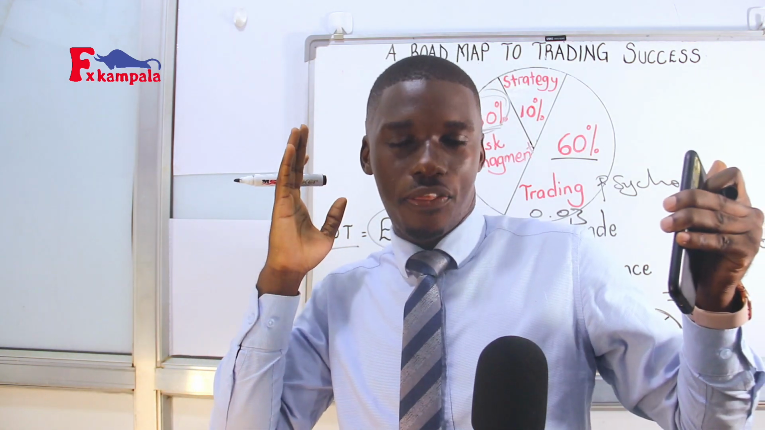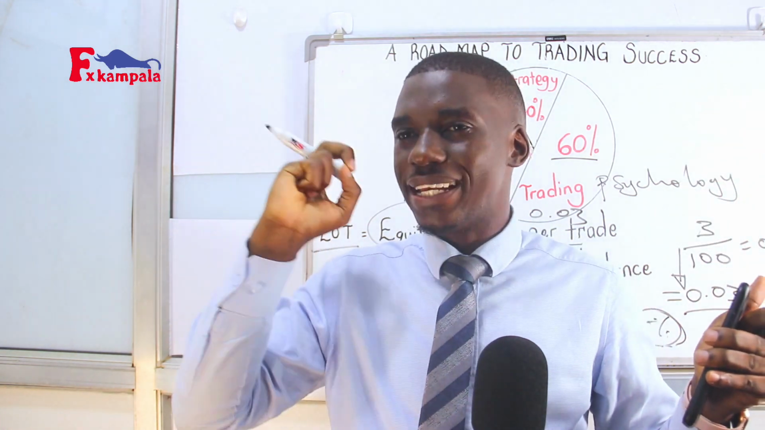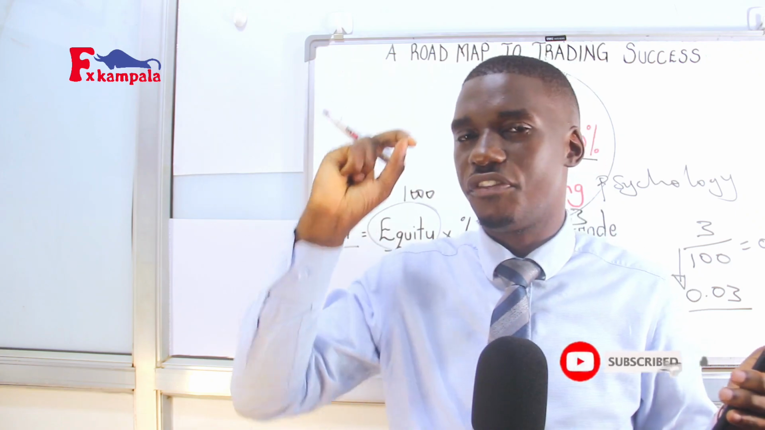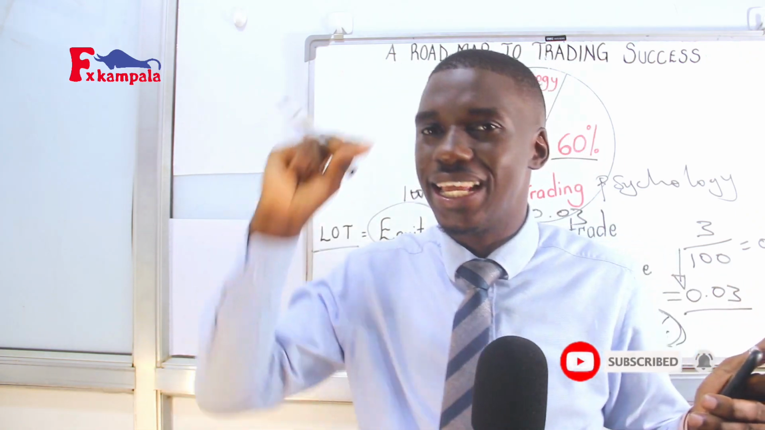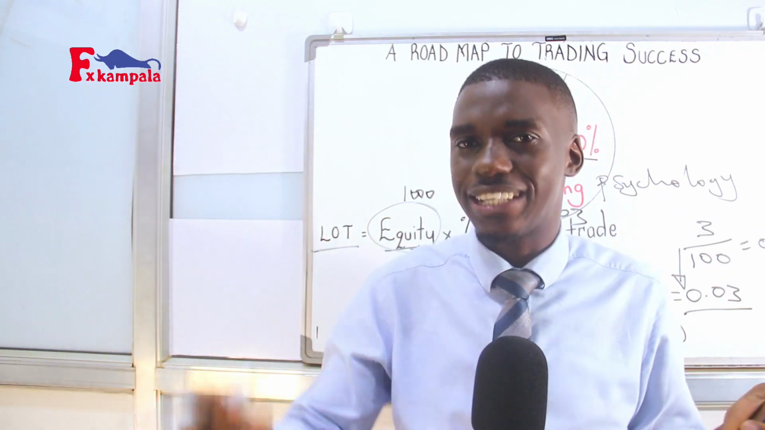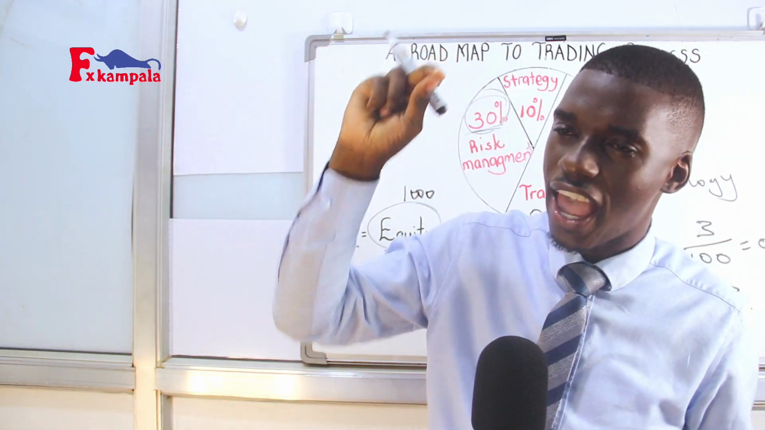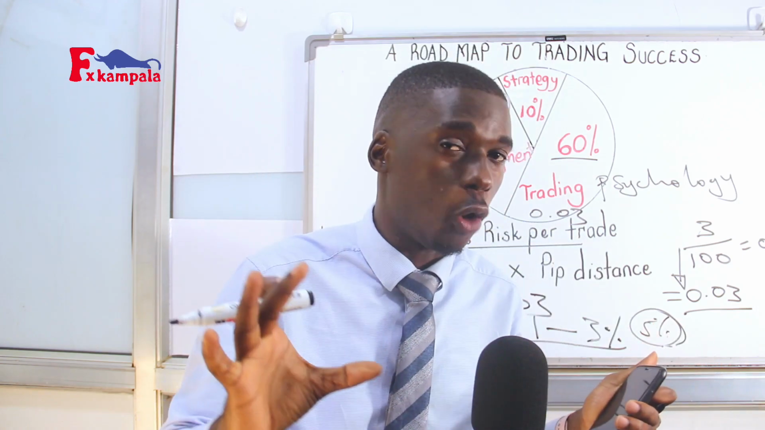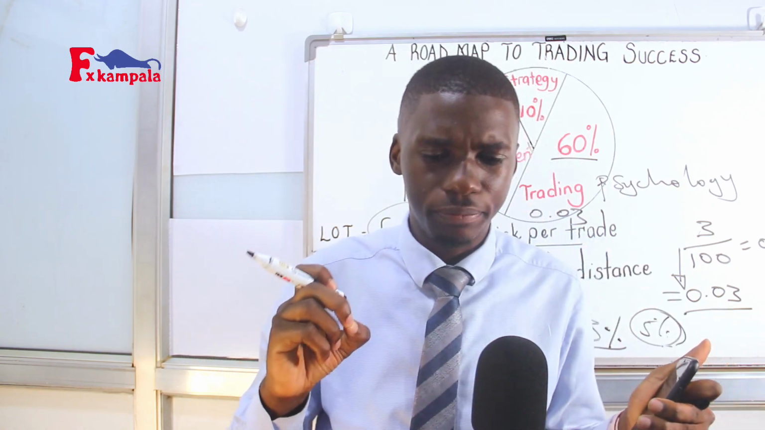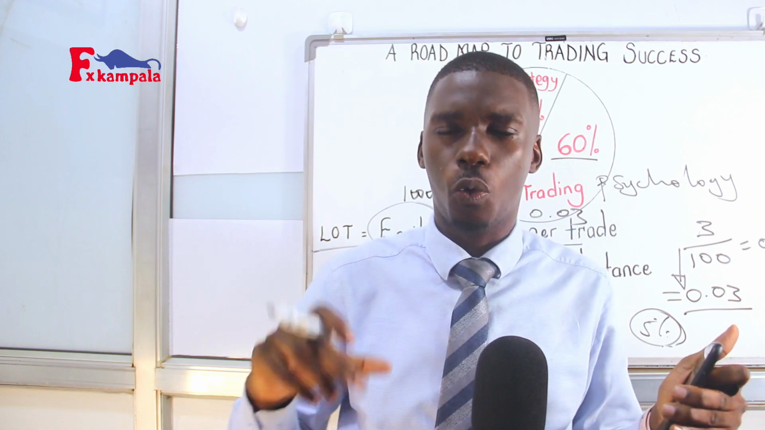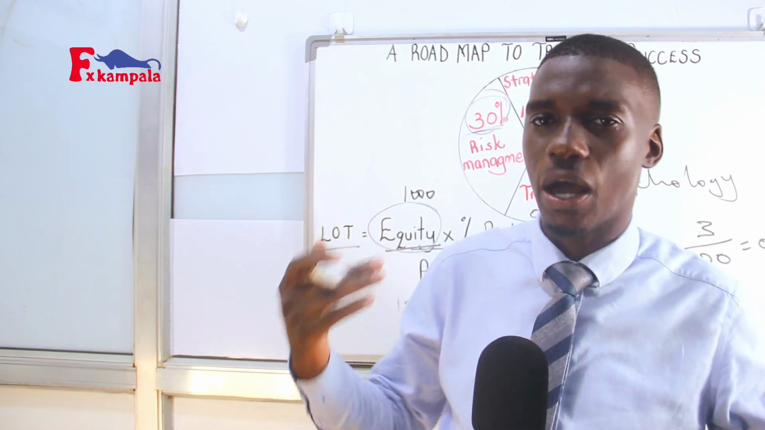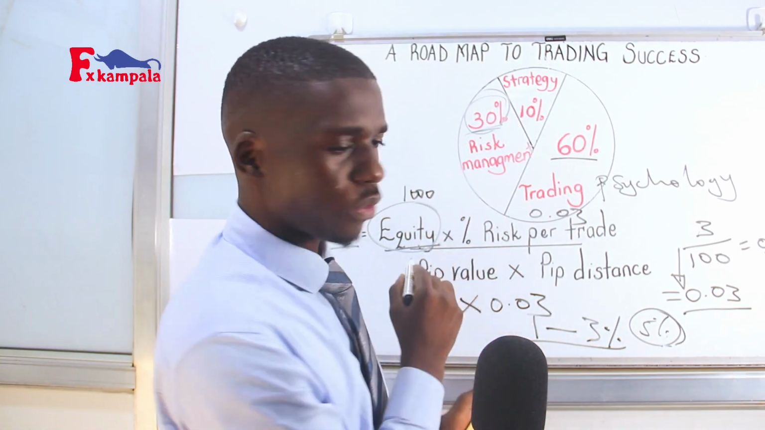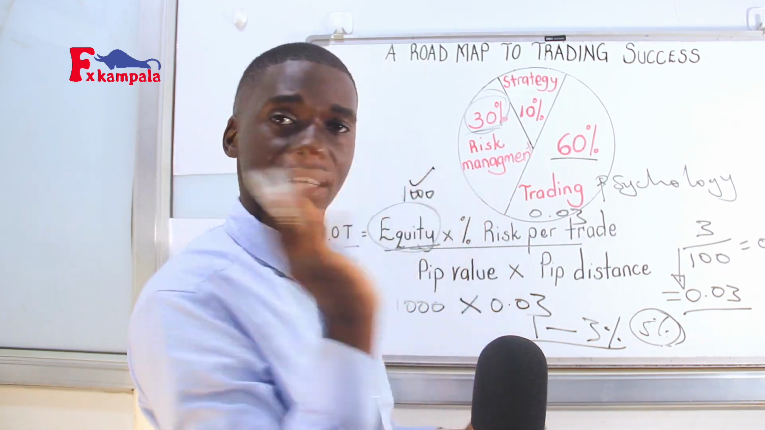So the pip value is the dollar value, and it is different for each and every pair. The pip value for Euro USD isn't the same as that of NZD USD. So it's your job to get these pip values. I'm going to show a link below where you're supposed to get these pip values. So apparently now what you can see in our formula, we actually know this.